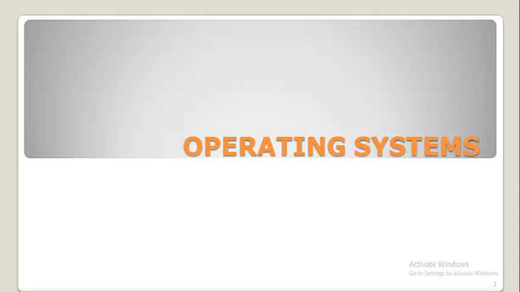Today I am showing how to install the Windows 7 operating system. The first question is, what is an operating system? What is the use of an operating system, right? An operating system is nothing but an interface between user and hardware.